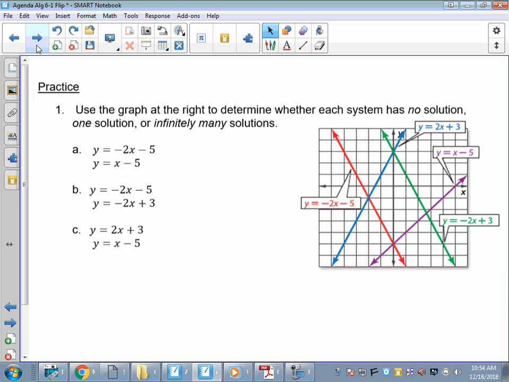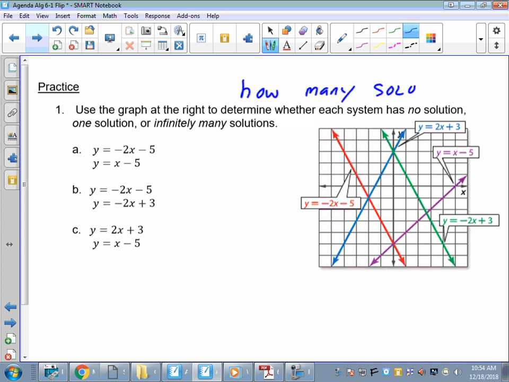So moving to this type of problem. Use the graph at the right to determine whether each system has no solution, one solution, or infinitely many solutions. So what we're trying to do here is we're asking the question of how many solutions. In this example, they did all the work for us. They did all the hard work for us. They did all the graphing over here in this grid. We just have to look and see how many solutions there are for each of these examples.